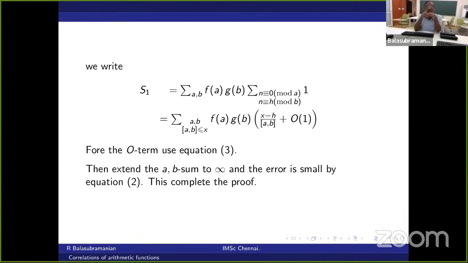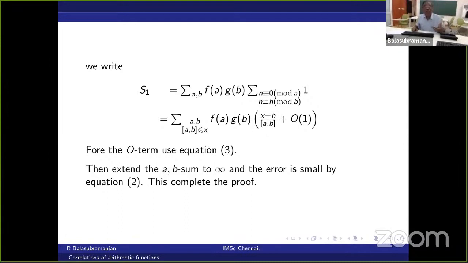And now you take this AB sum and extend it up to infinity. And when you extend up to infinity, then you have f of A g of B divided by the LCM of AB, with the LCM of AB bigger than or equal to x. But the LCM of AB bigger than or equal to x, f of A g of B, you have already done, and not with the f of A g of B.